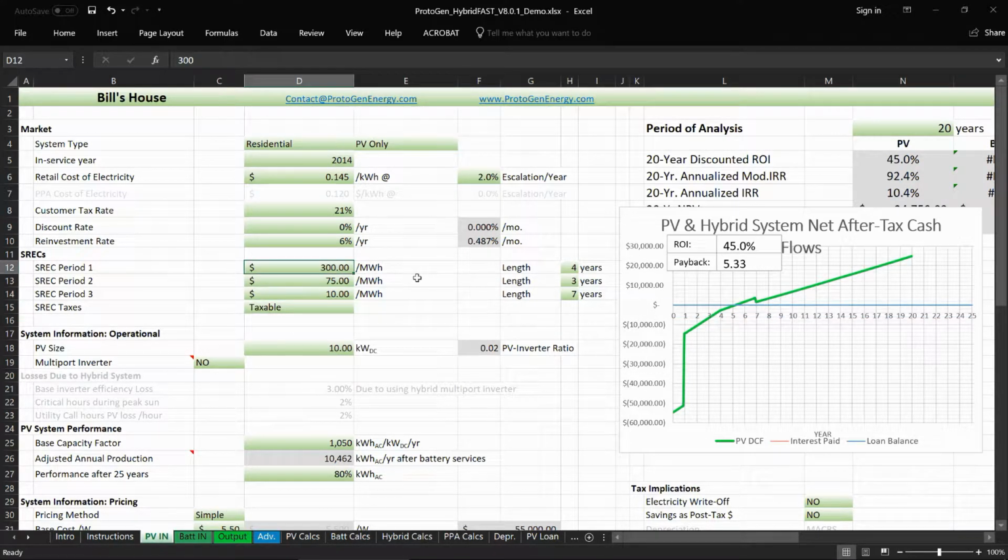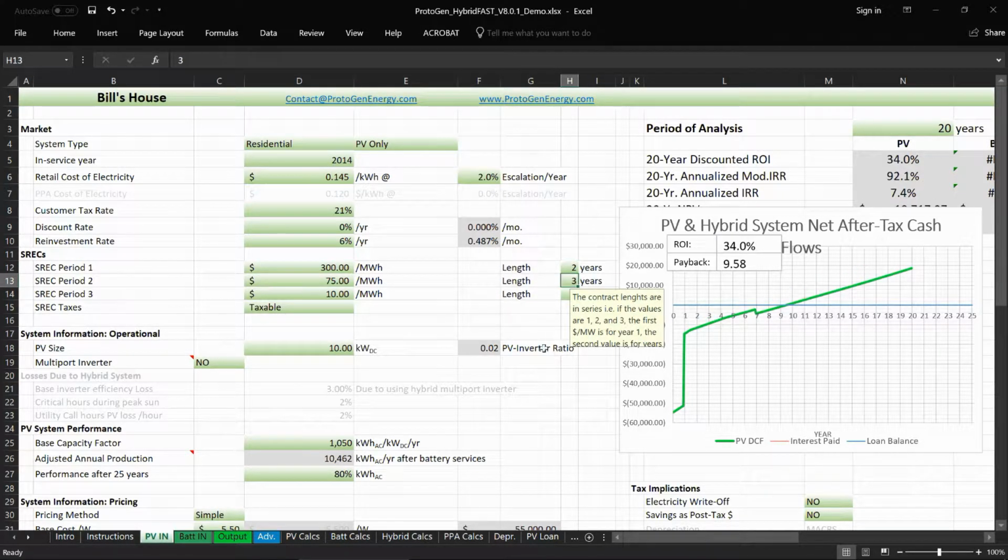And if they weren't able to capture $300 per megawatt hour in the first 3 years, maybe they only got that for a year and a half. Now your system's not paying back right away. It's taking almost 10 years to pay back.